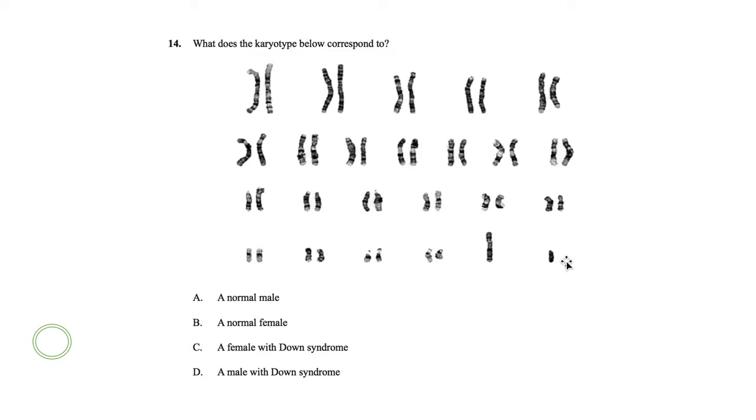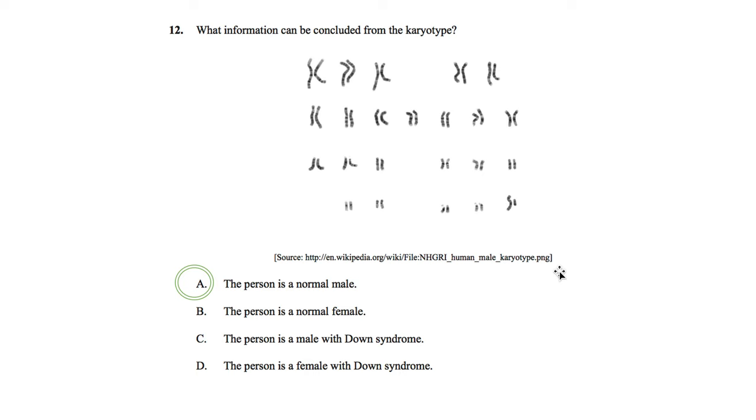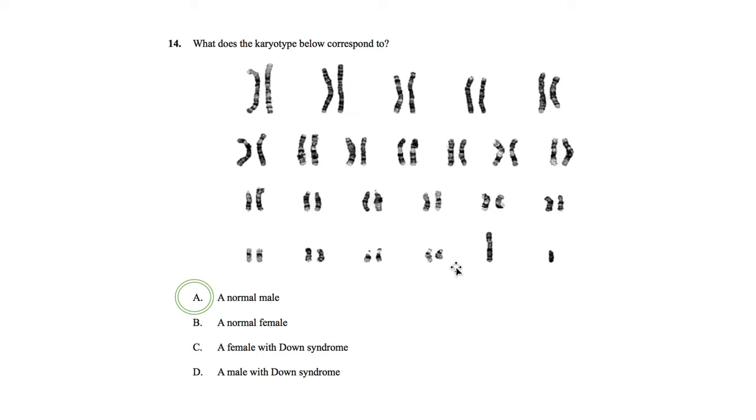So what is it? It's a male. So this is still a male, just like the previous one. The only difference is the way they showed it in the karyogram. This one shows it together. This one shows it separate. So don't get confused with that. Everything else is normal. So yeah. Okay, last question here.